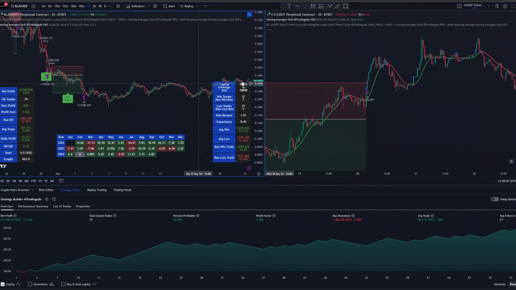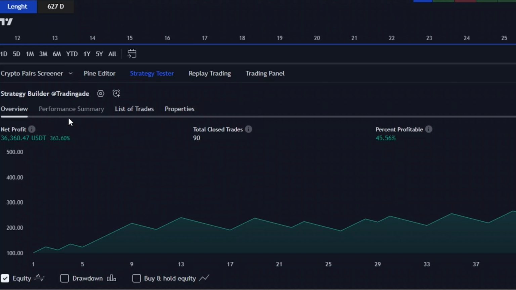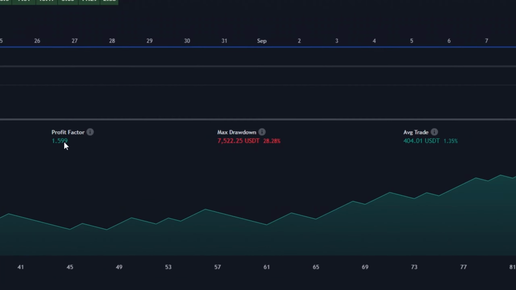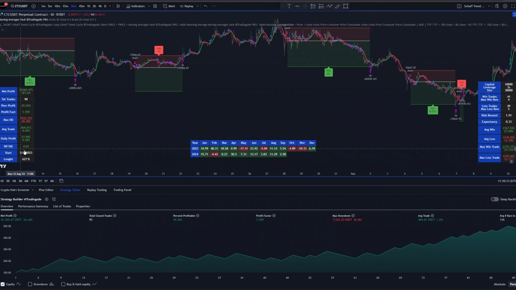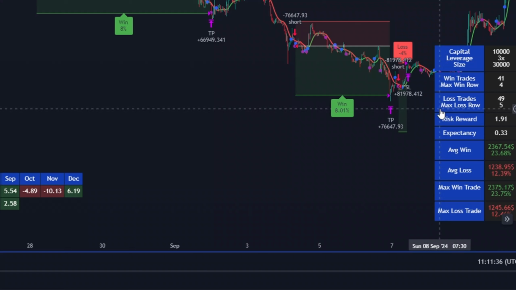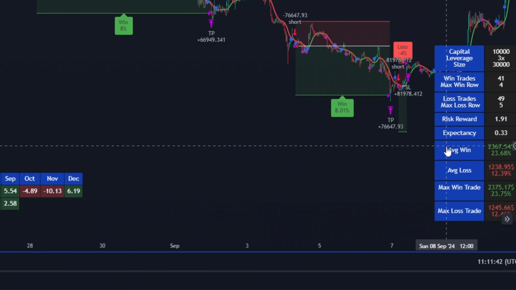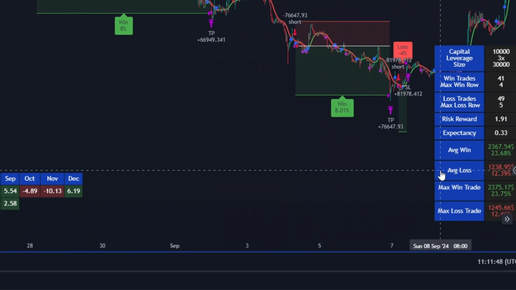Another interesting backtest is on BTC USDT based on 30 minutes time frame. We have 363% net profit, 90 total closed trades, 45% win rate, 1.59 profit factor, and 28 max drawdown, 1.35 average trade. But compared to the previous backtest, we have a lower net profit slash drawdown. Then max win row and max loss row is definitely worse than the previous ratio, but overall is still good. Expectancy 0.33, average win 23.6%, average loss 12%.